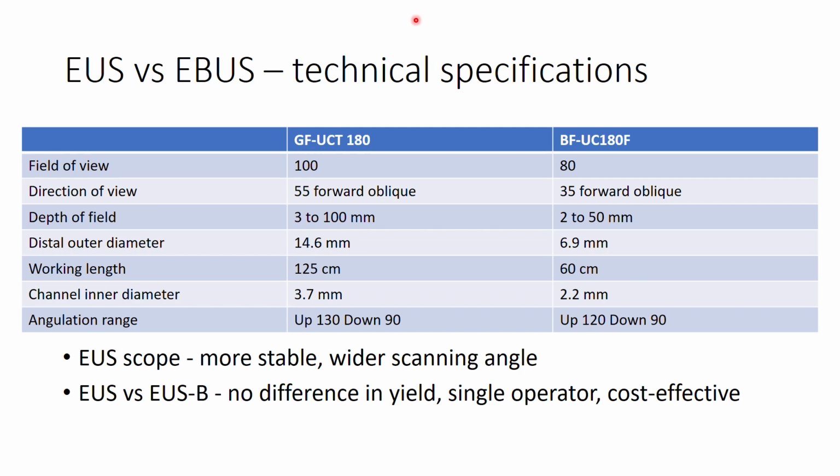So, comparing the technical aspects of EBUS and EUS scope. EBUS scope is thinner, but EUS scope has a wider range of visualization, and also because its diameter is larger, it is more stable. So, it's easy to do a sampling with EUS compared to EBUS. Although studies have shown that for EUS done through EBUS scope, there is no difference in yield. And additionally, EUS done through EBUS scope is single operator and cost effective also.